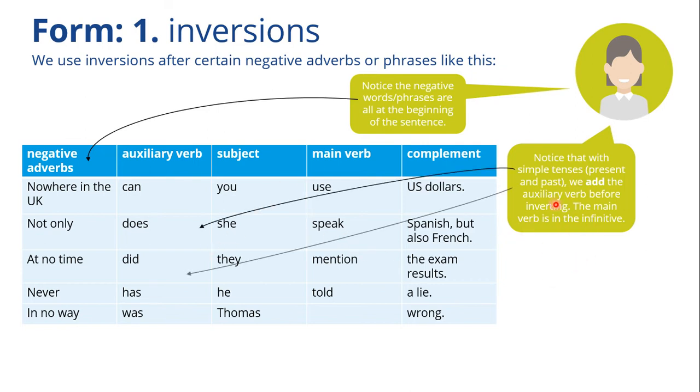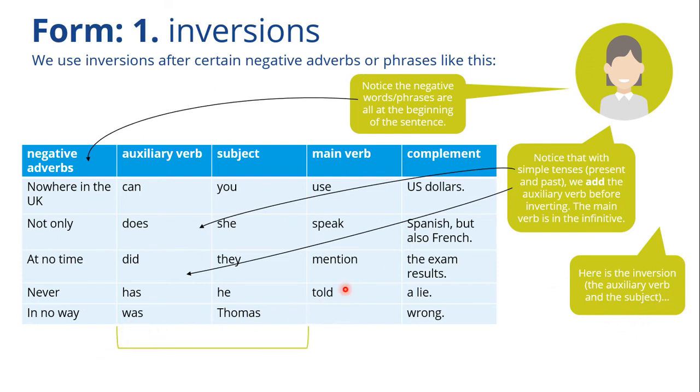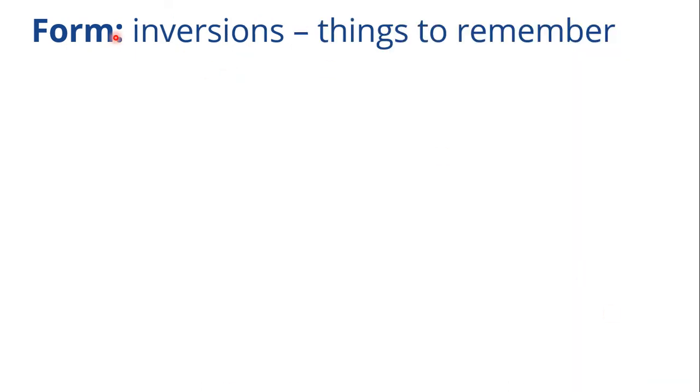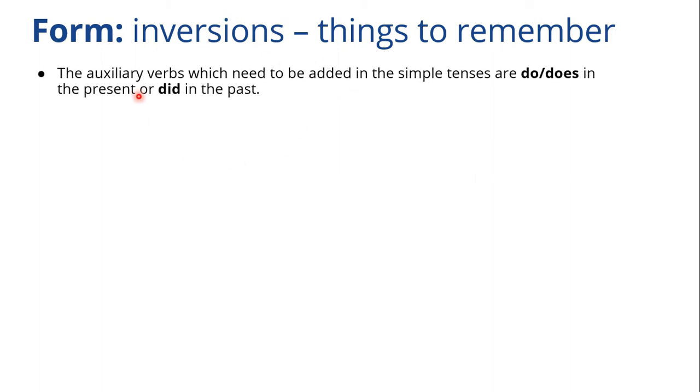The next one, see, it is in the present and past. Here is the inversion. What is that? The auxiliary verb and the subject. See the position, as in the interrogative form, right? Things to remember in inversions: the auxiliary verbs did, do or does, depend on the tense, present or past.